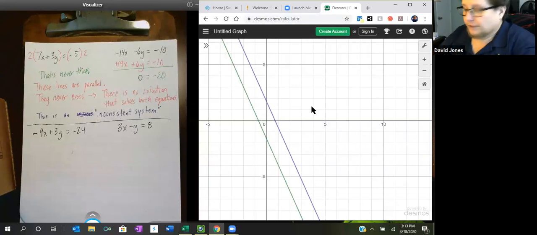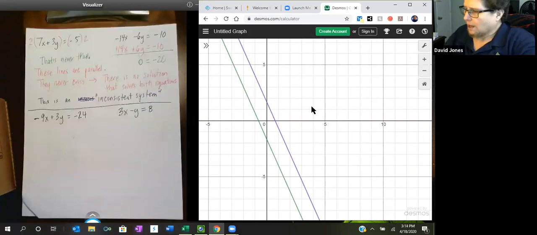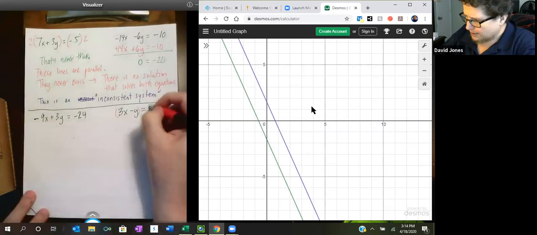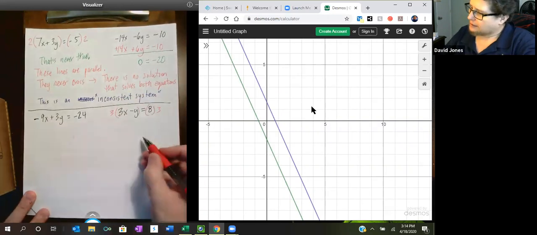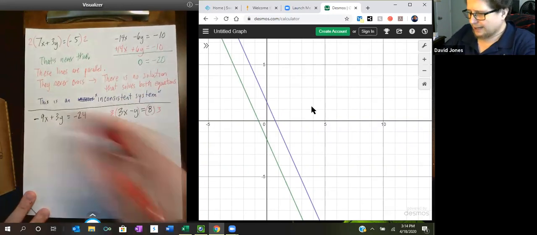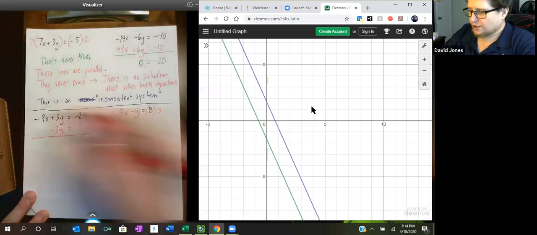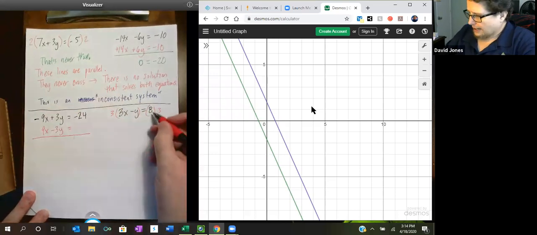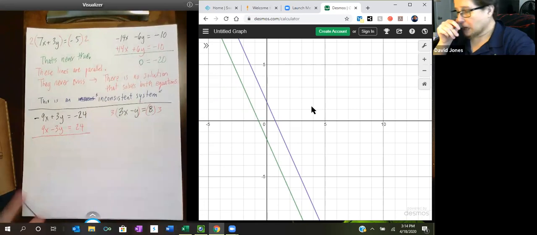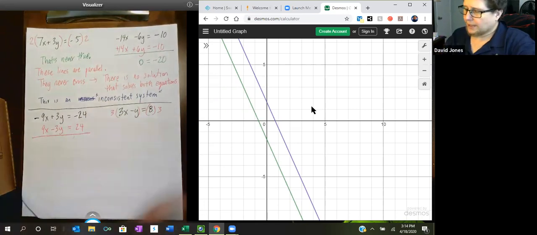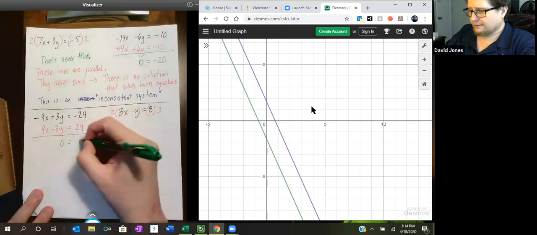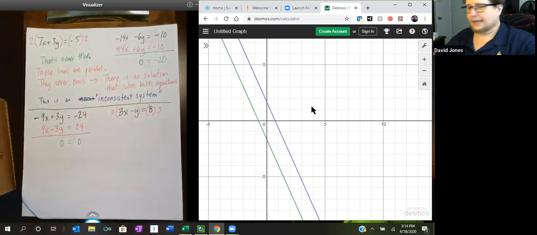All right. So, did you guys solve it? So again, the y's have the smaller coefficients. It looks like if I multiply this one by 3 on both sides, 3 times negative y will give me negative 3y, and that'll cancel out the y's. 3 times 3x is 9x, and 8 times 3 is 24. And when I add vertically here, I get 0 equals 0. Everything cancels out.